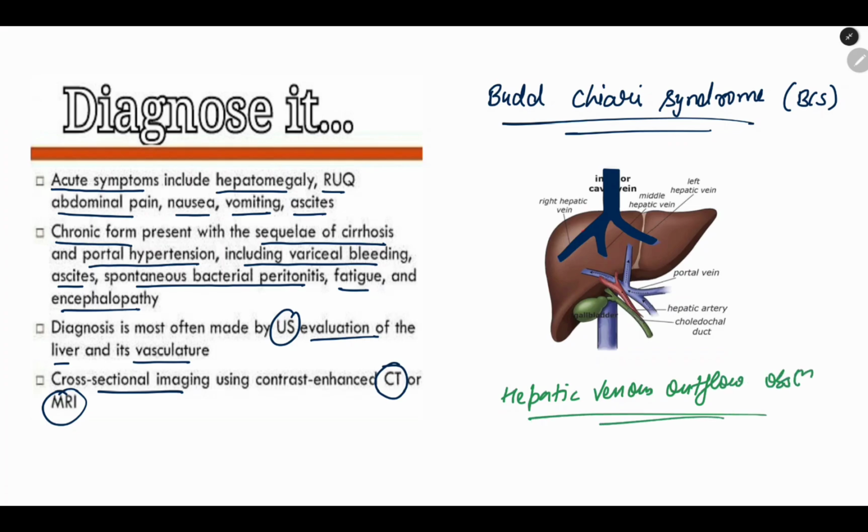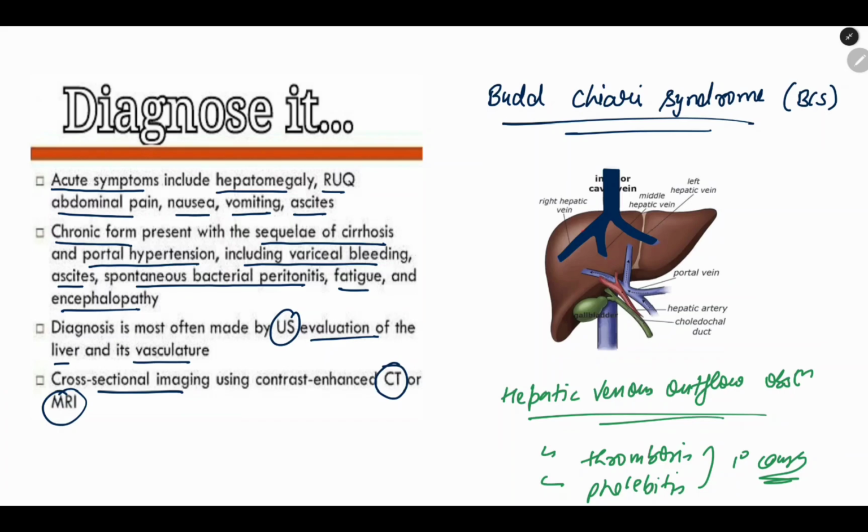It is quite an uncommon disorder, and the primary causes for this disease include obstruction, which occurs mainly due to thrombosis or due to phlebitis. So these are the main primary causes for the development of Budd-Chiari syndrome.